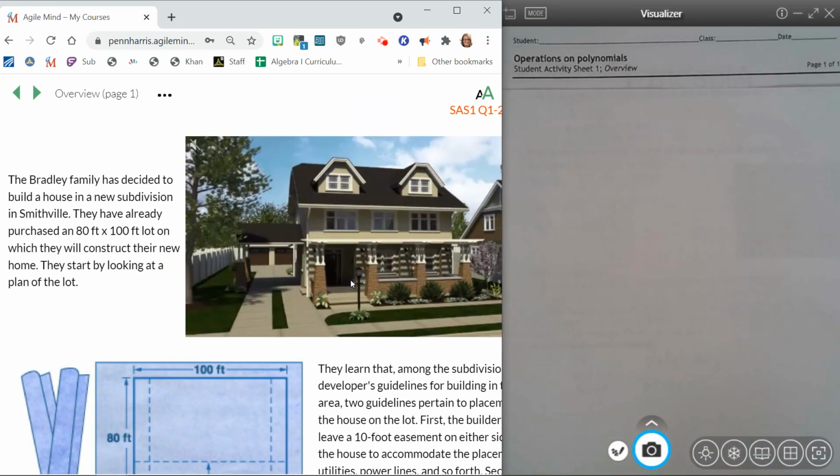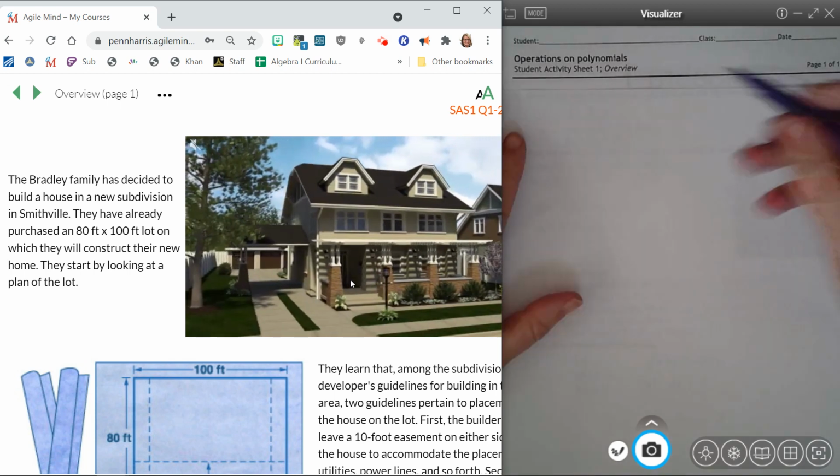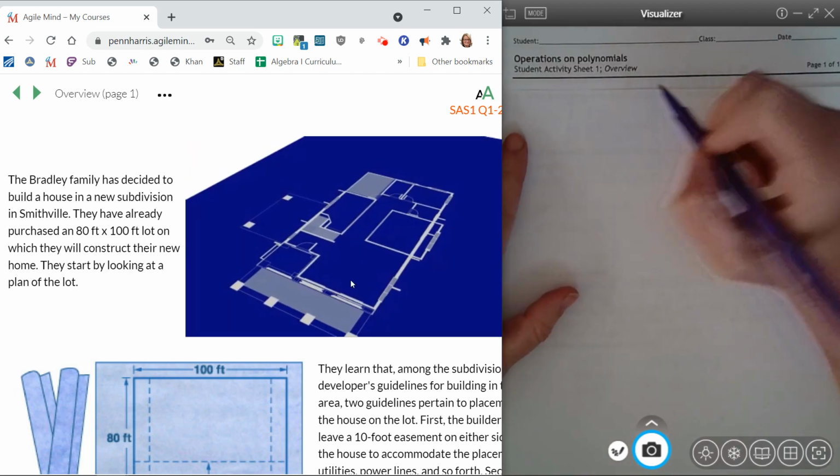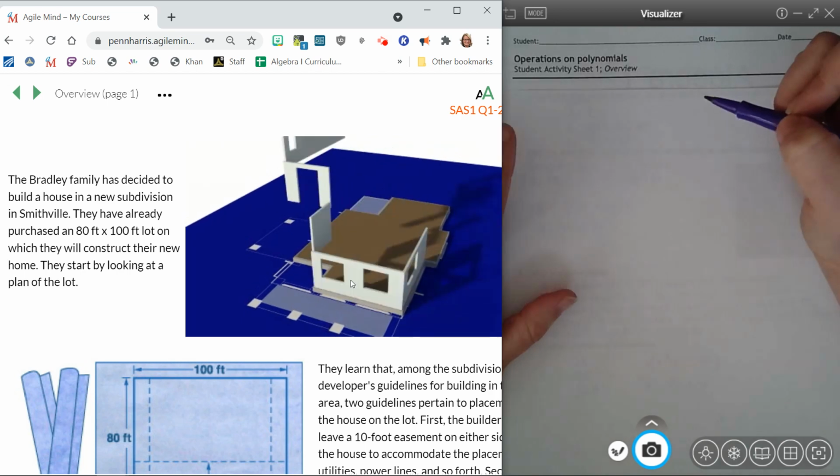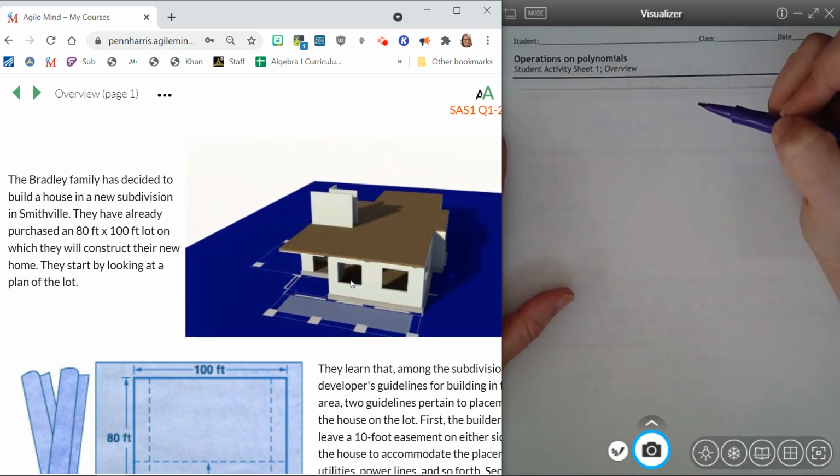We are jumping to topic 16, which is operations on polynomials. This video is going to go through both student activity sheet 1 and 2 at the same time.